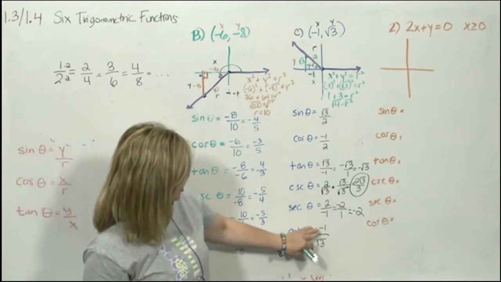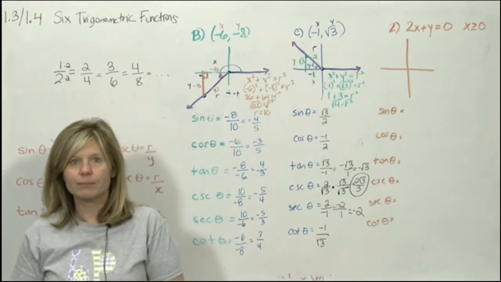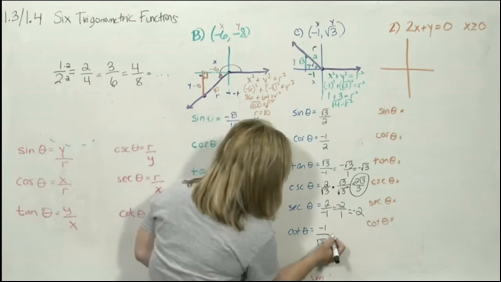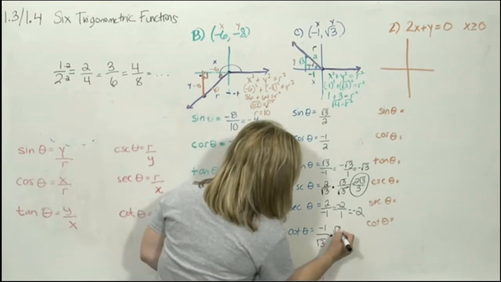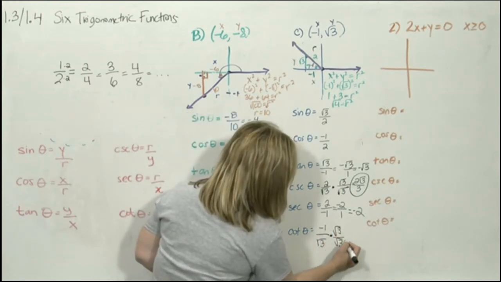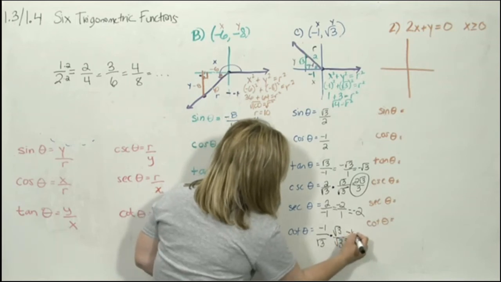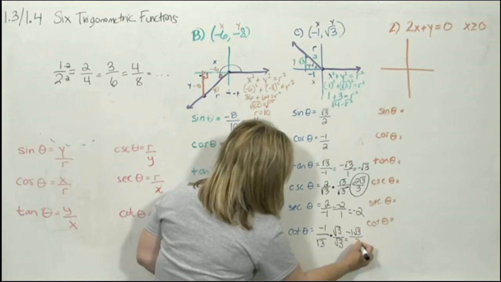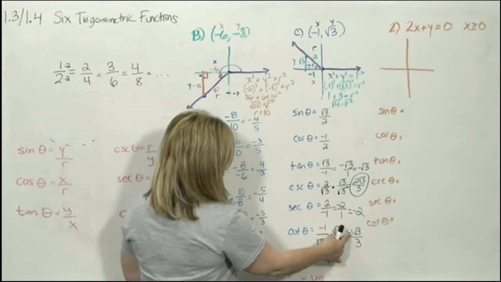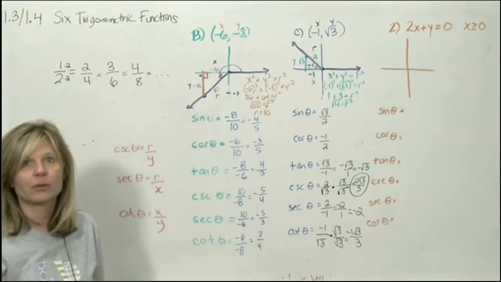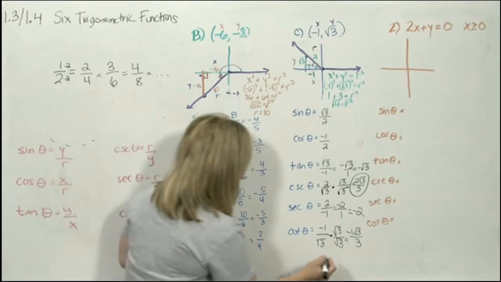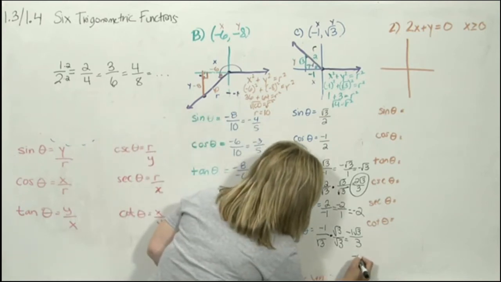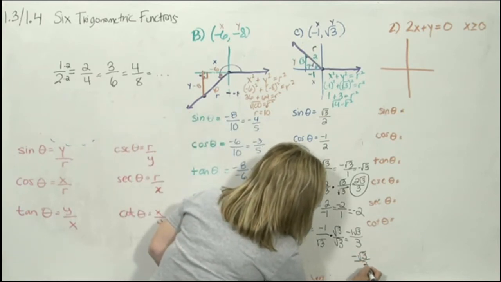Can I accept the fraction negative 1 over square root of 3? No, because there's a radical in the denominator, so I'm going to rationalize. I'm going to multiply by square root of 3 on top and bottom. That gives me negative 1 square root of 3 over 3. Do I need the negative 1 in front? Well, I need the negative, but I don't need the 1. So this is going to be written negative square root of 3 over 3.